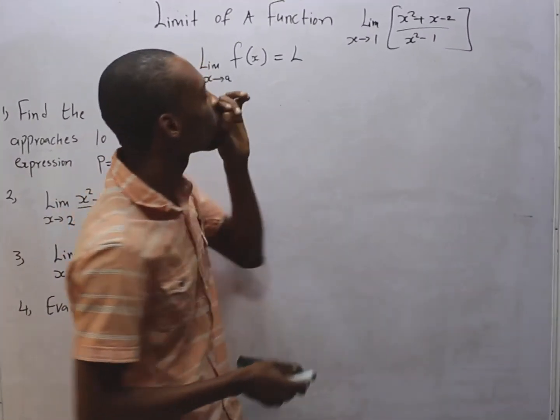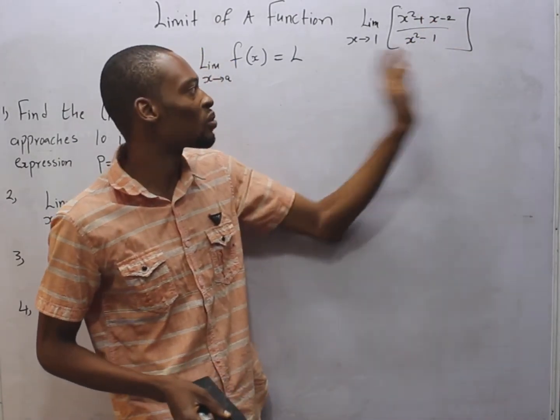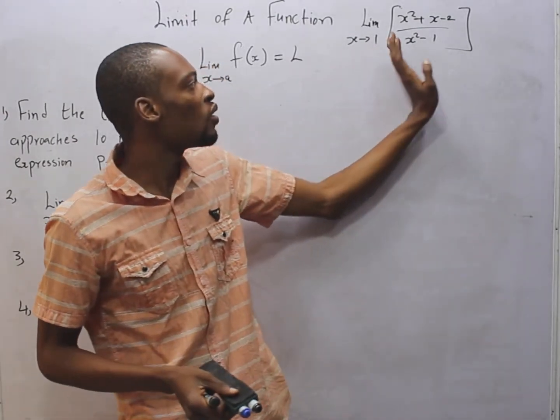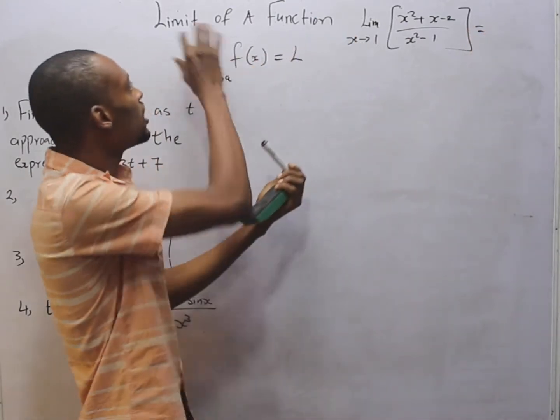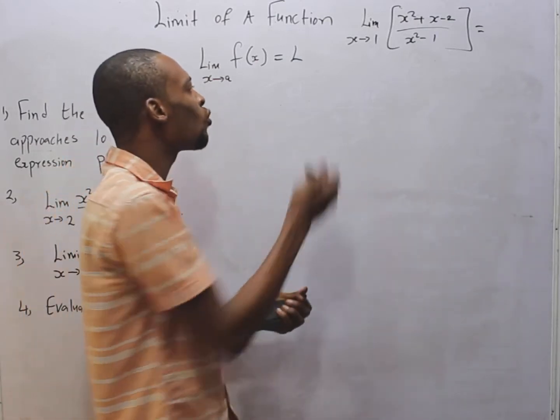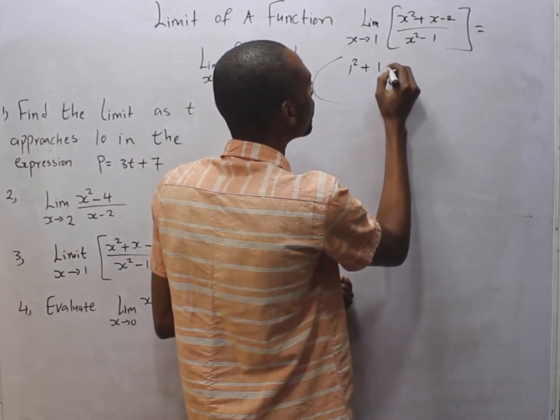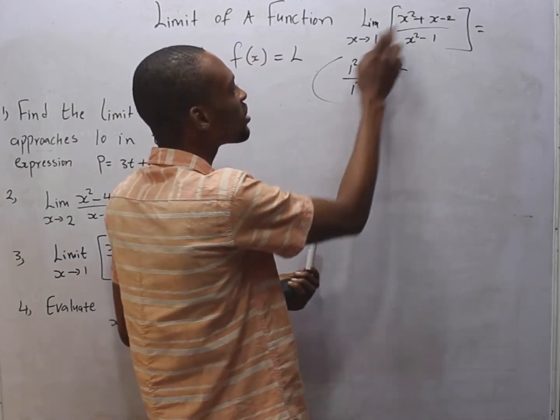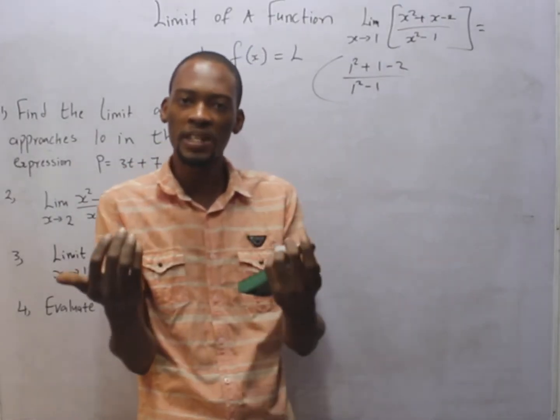This is question number 3. The limit of s squared plus s minus 2 over s squared minus 1 as s tends towards 1. So as s approaches 1, what does this give you? What is the limit of this function? If we substitute s to be 1 directly, you simply have 1 squared plus 1 minus 2 over 1 squared minus 1. Substitute means anywhere you see s here, put 1. That is substitution, to replace.